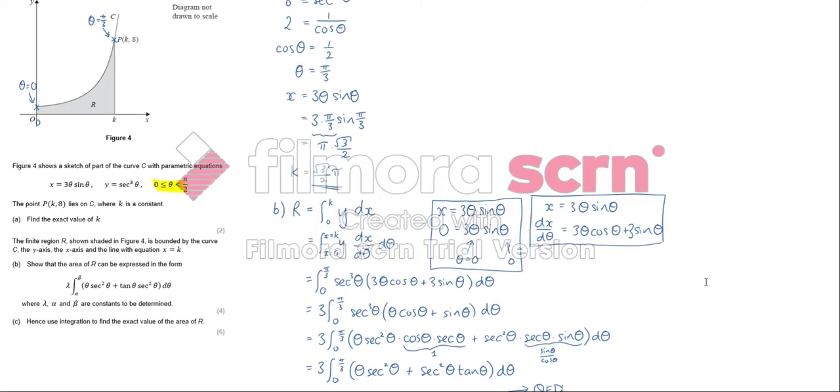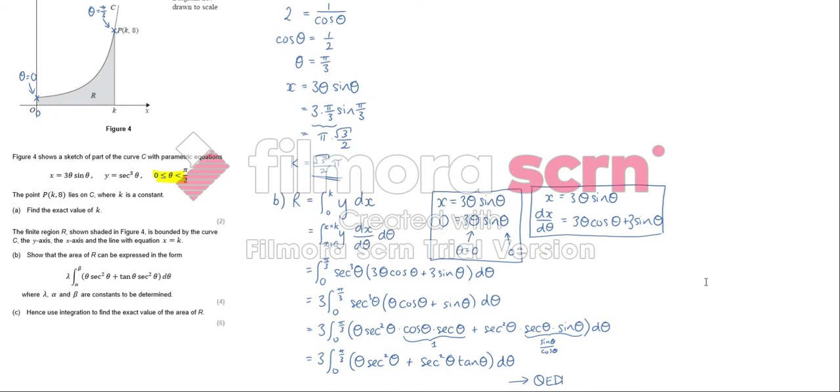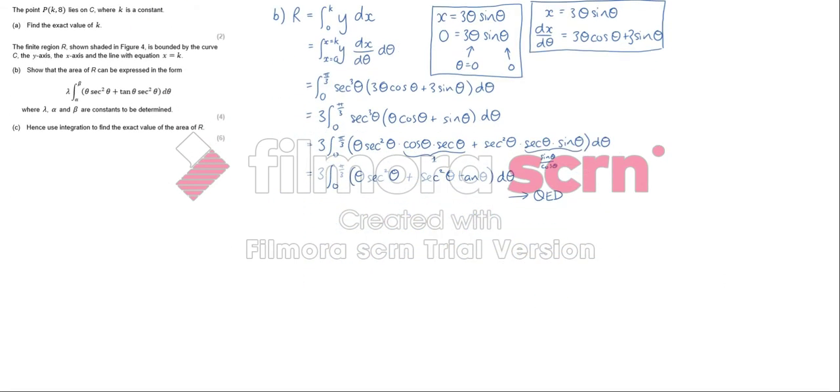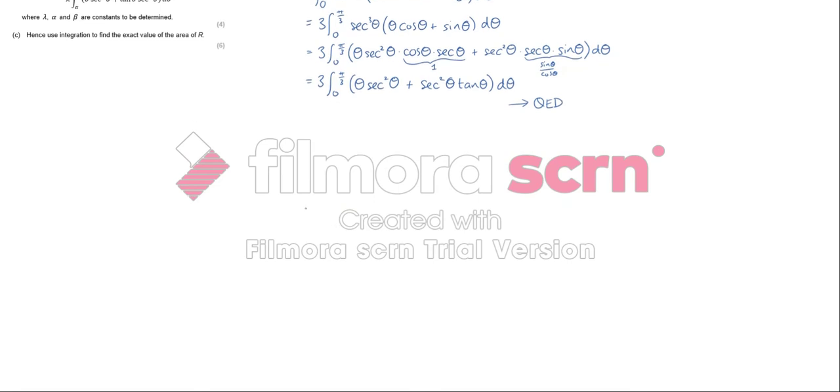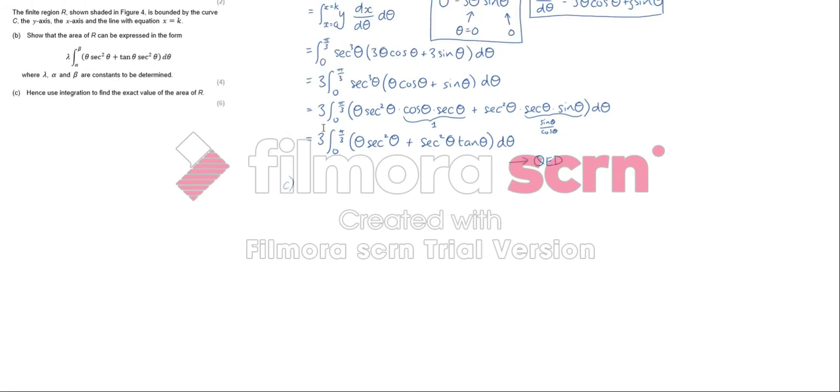Now for part C, we are told to hence use integration, so we've got to use what we've just done to find the exact value of the area R. We've basically got to do this integration. So I'm going to carry on down the page this time because we don't actually need any other information from the question. We just need to be able to carry out this integration that's been recorded here. Now this is one of the more difficult things I've seen students have to integrate in A-level maths. There's quite a lot to think about. What are we going to do here?